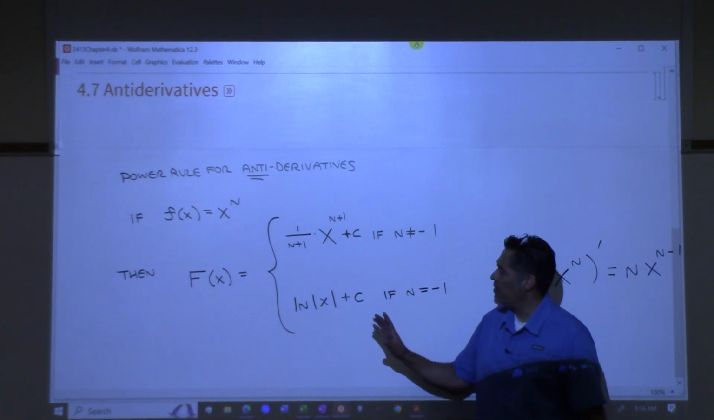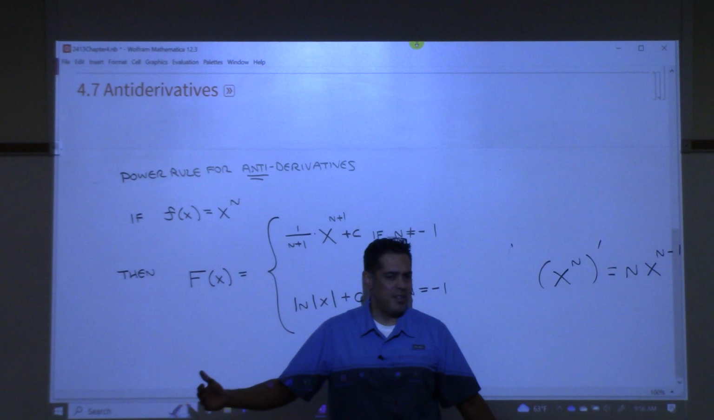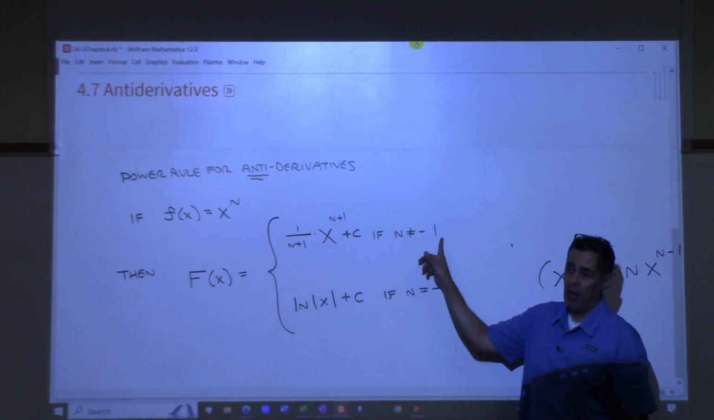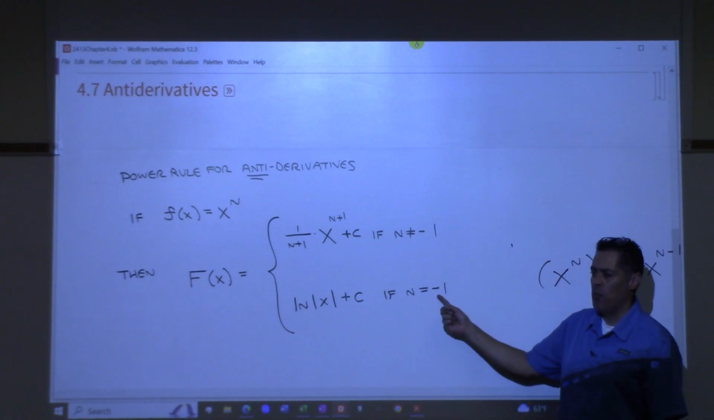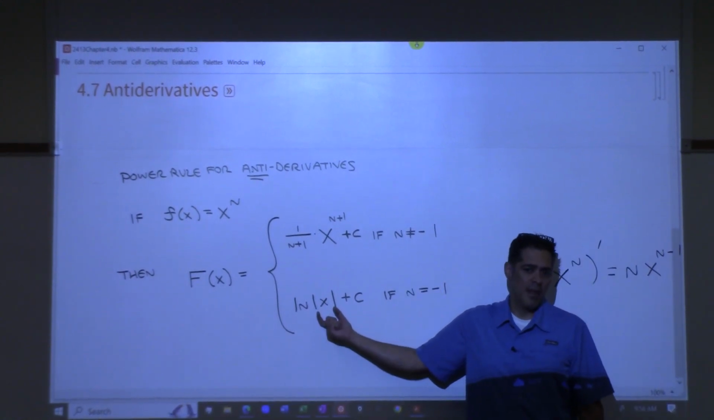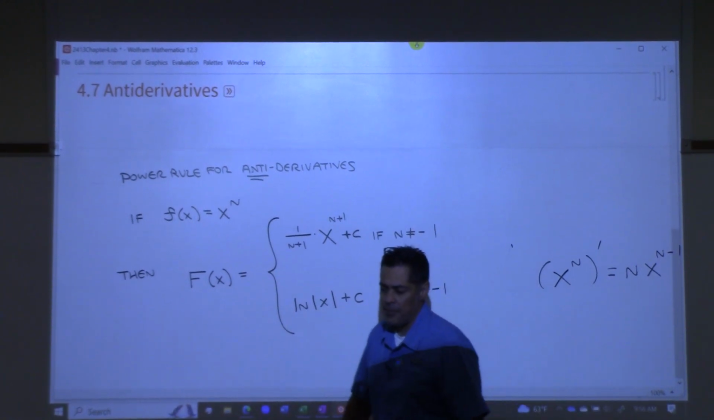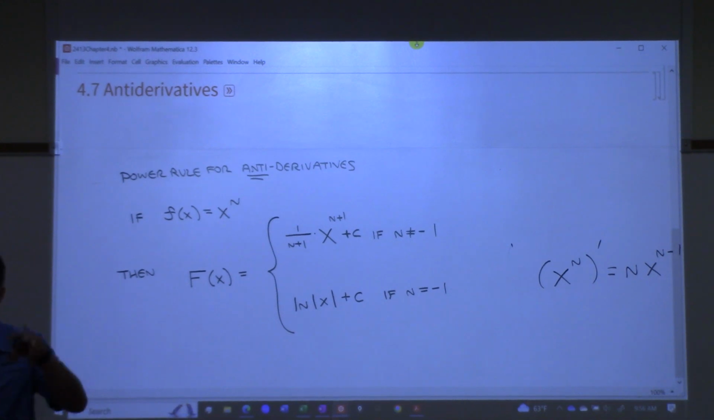Now, a couple of things. This is just saying what I just said. There's two different scenarios, right? There's a scenario when the n is not -1, and we just use that rule we came up with. Now, if the n is a -1, then it's the natural log. Notice I put the absolute value around this. That has to do with the fact that the natural log is not defined for negative numbers. So we put the absolute value to avoid that scenario.